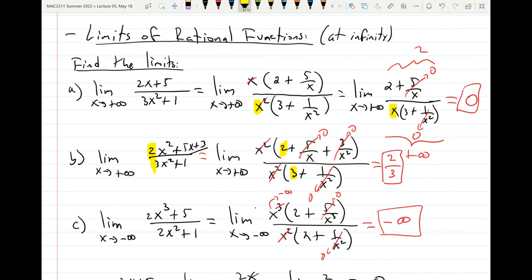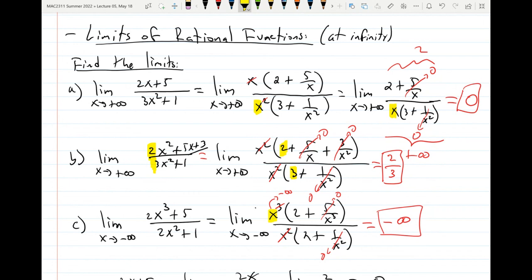And then the other case when it comes to a rational function is when the degree of the top is bigger than the bottom, okay? Like part C. In this case, when you factor out the highest power in the top and in the bottom, after simplifying, the x responsible for the infinity in the denominator is gone, but there is at least one x in the top that survives, there could be more depending on the degree on top, that will still give you some type of infinity, the positive or negative infinity.